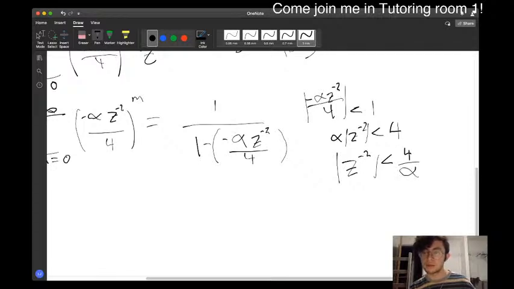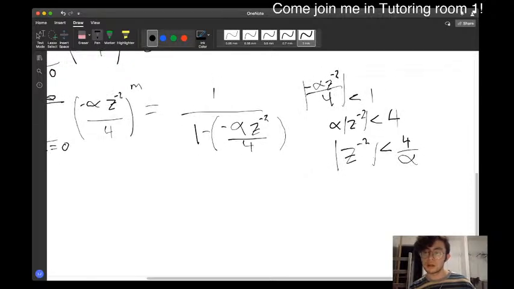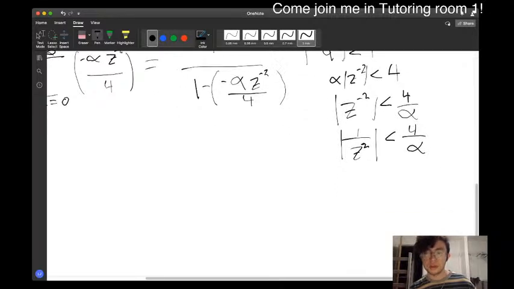And then, so let's multiply. Let me rewrite this. So z minus 2, and let's go 4 over alpha. And this one is equal to just, we can bring down that absolute value. So let's go ahead and go.